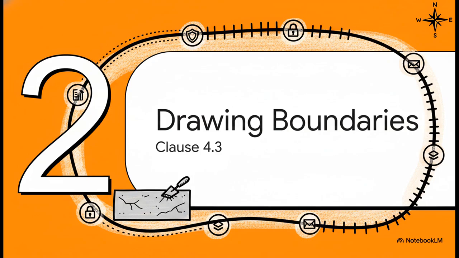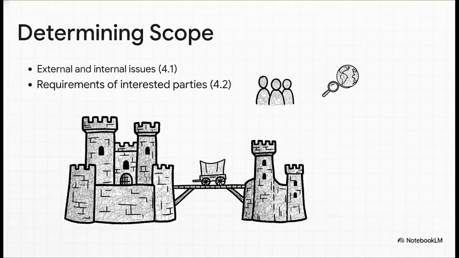Fine, moving on to Part 2, drawing boundaries with Clause 4.3. So here's the thing. Your scope is not just some arbitrary line you draw in the sand. ISO 27001 explicitly tells us there are 3 things you absolutely must consider. First, those issues from 4.1. Second, the requirements from 4.2. But the third point? This is where it gets super interesting. It's all about the interfaces and dependencies between what you do and what other organizations do.